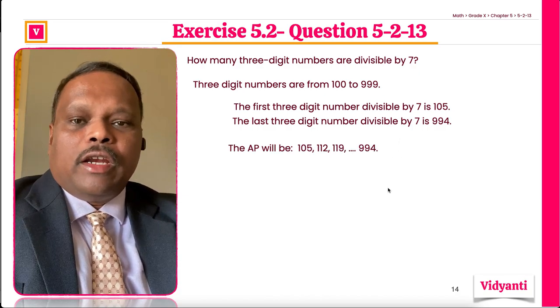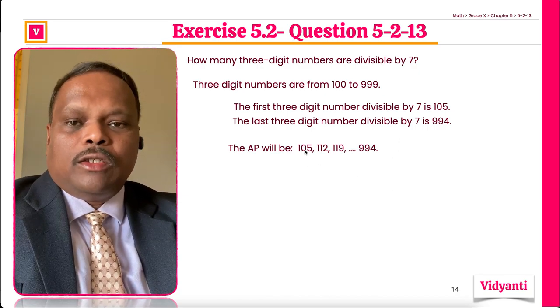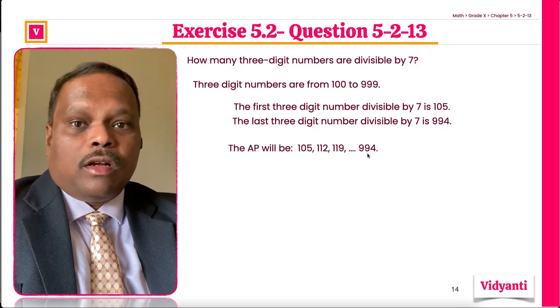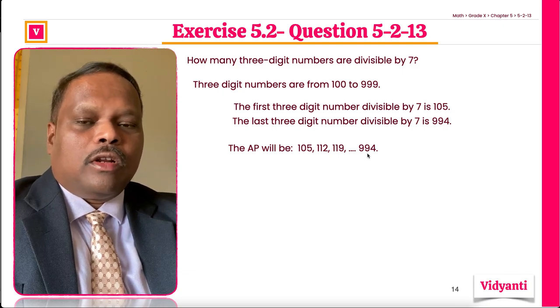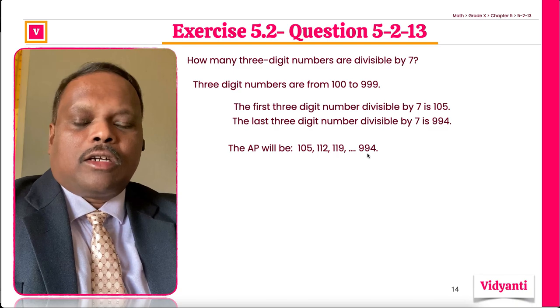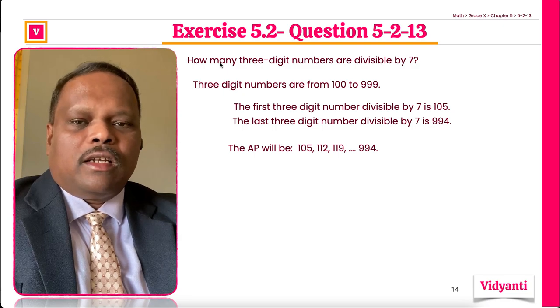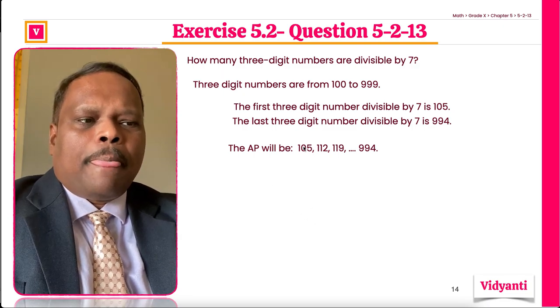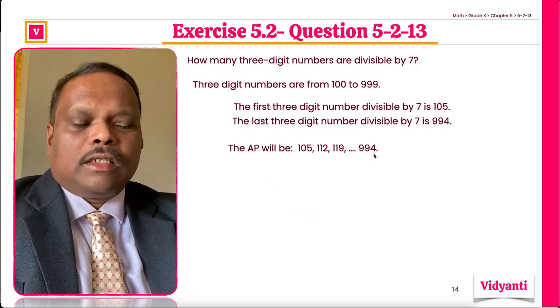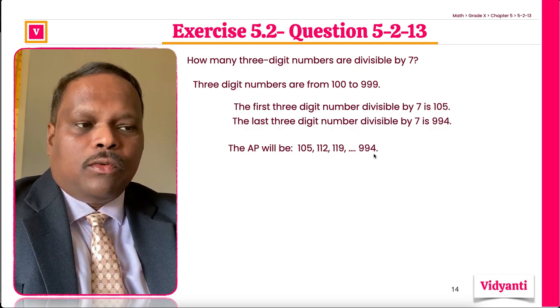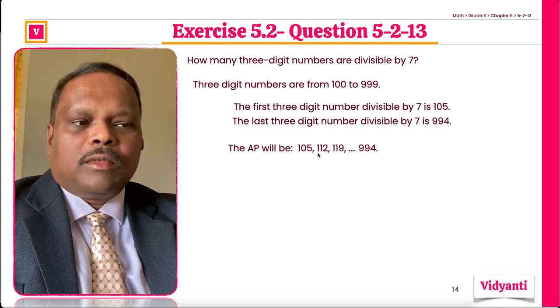So that means now create an AP. The first term will be 105, the last term will be 994. Remember, the last term is now known. In the previous slide, I talked about the sum up to nth term, but here we are interested in the count rather than the sum, how many rather than the total. So the first term is 105, the last term is 994. Our question is, how many terms are there in this sequence?